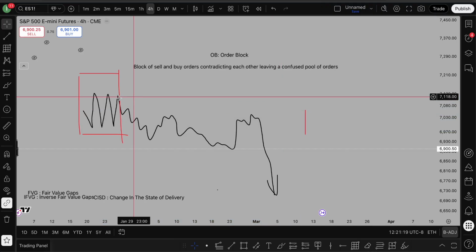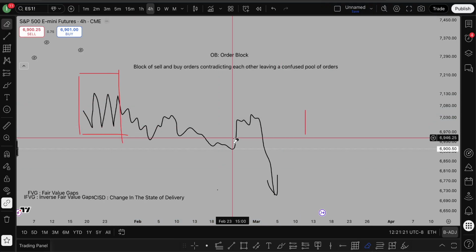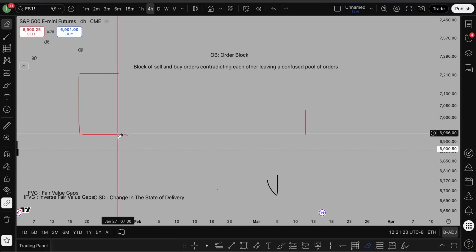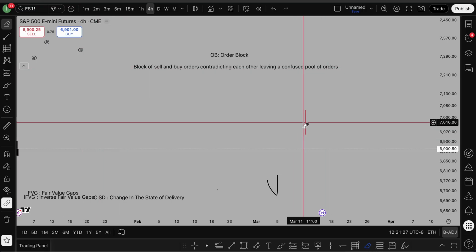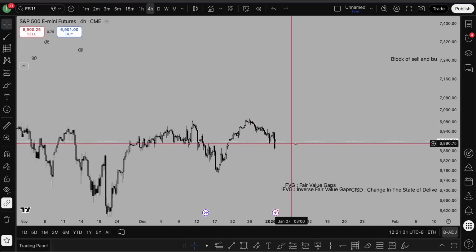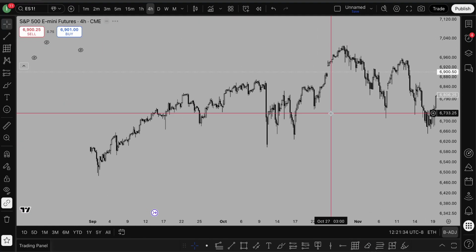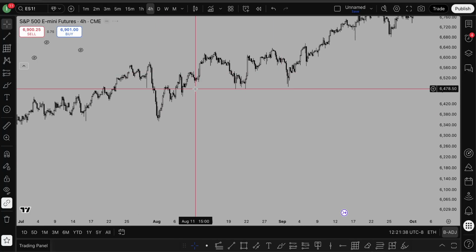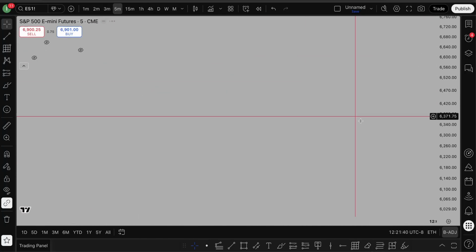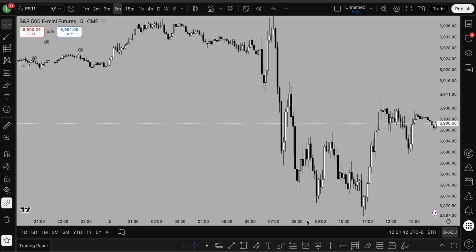So yeah, I will show you a quick example of what this looks like on the chart and how you would mark it out. If you find that order blocks make sense to you and you want to trade them, be my guest. I personally don't really find them that useful, but it's all subjective, and whatever you find makes sense for you, go for it.